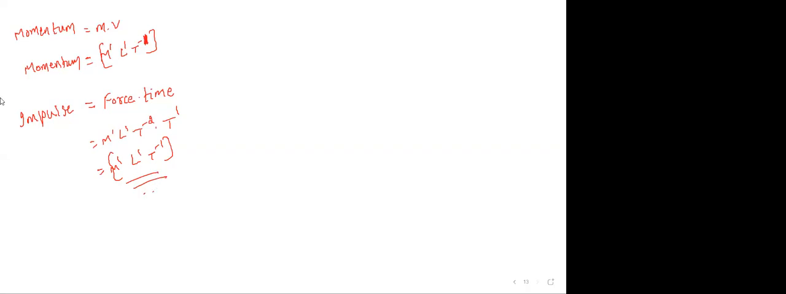Look at the dimensional formula for momentum and impulse. Is it same or different? Same, sir. It is same, right? Yes, sir. So name the quantities having same dimensional formula means you can add this also: momentum and impulse. Momentum and impulse are also quantities having the same dimensional formula.